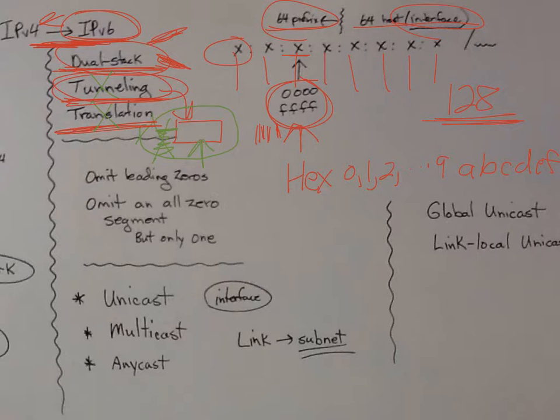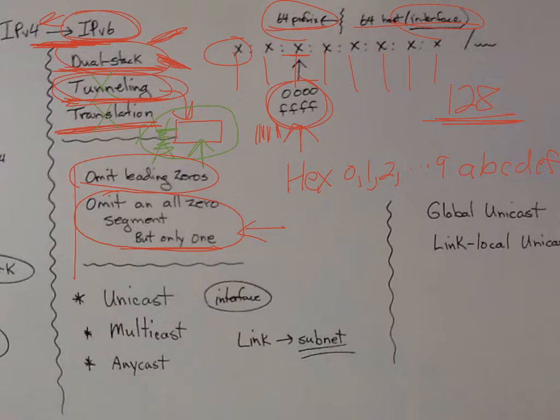A few rules for writing IP6. You can omit leading zeros, and you can omit a whole segment of zeros, but you can only do that once. And the curriculum goes through and explains that. And we'll talk more of that as we go along.